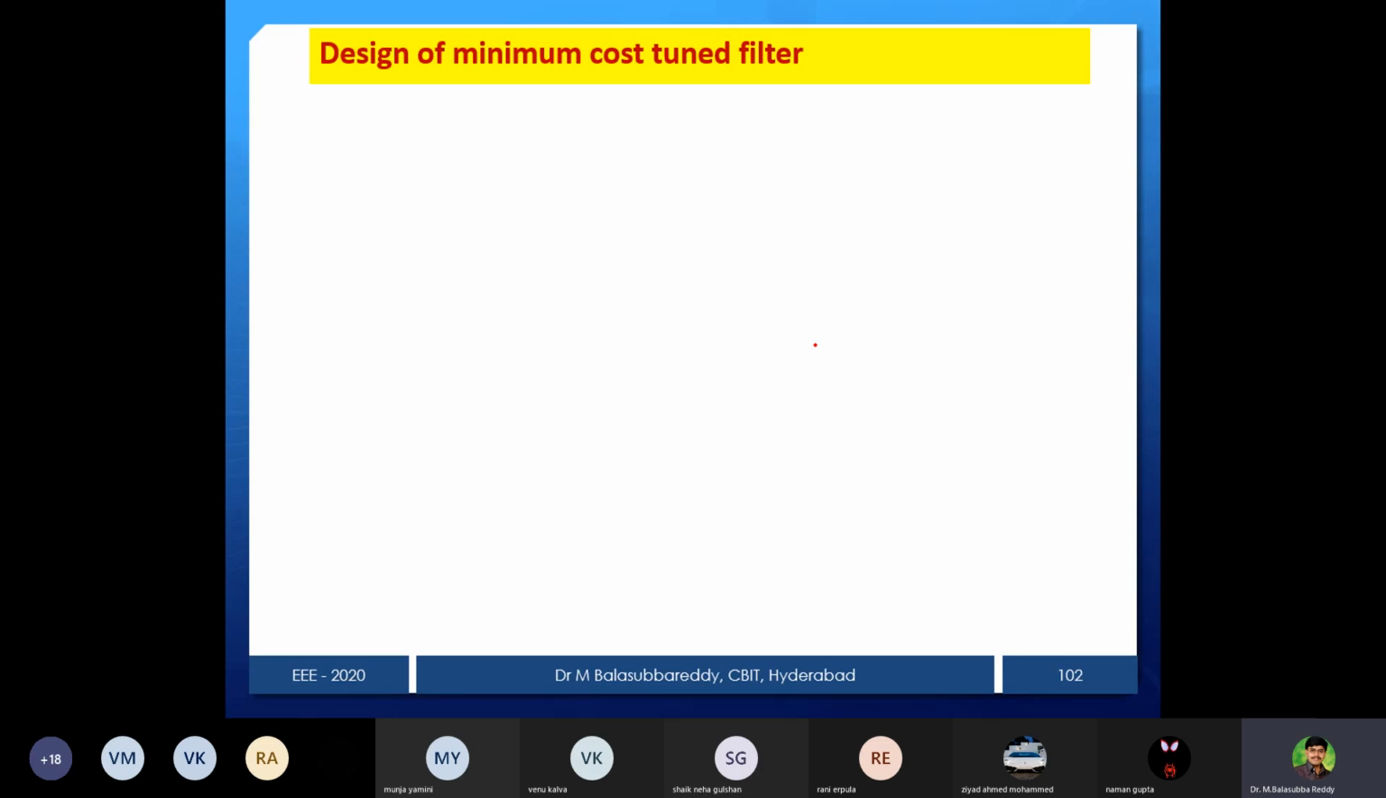So one more class is there in this unit. Then we will start the 5th unit, that is the multi-terminal DC link, that is the HVDC link. That is a very small unit.